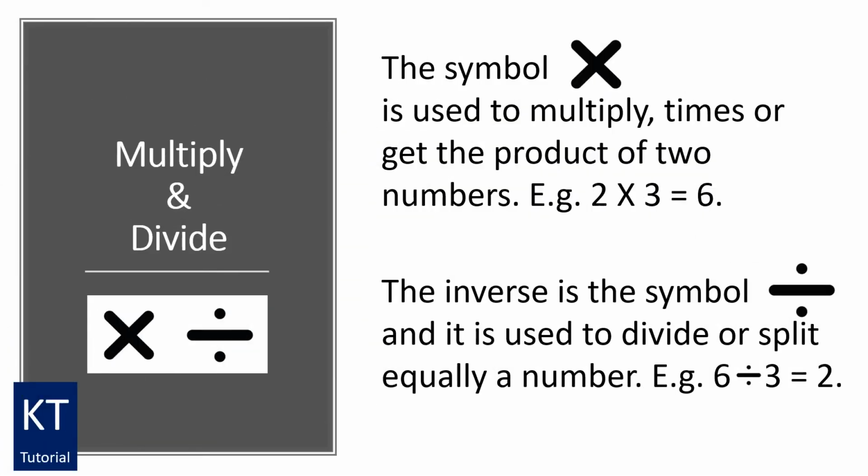The next set of symbols are for multiplication and division. The symbol times is used, and again said in many ways, multiply, times, or get the product of two numbers. For example, 2 times 3 is 6.